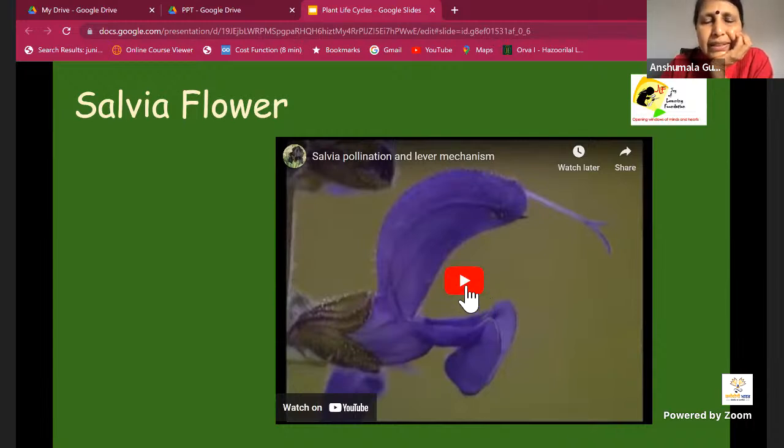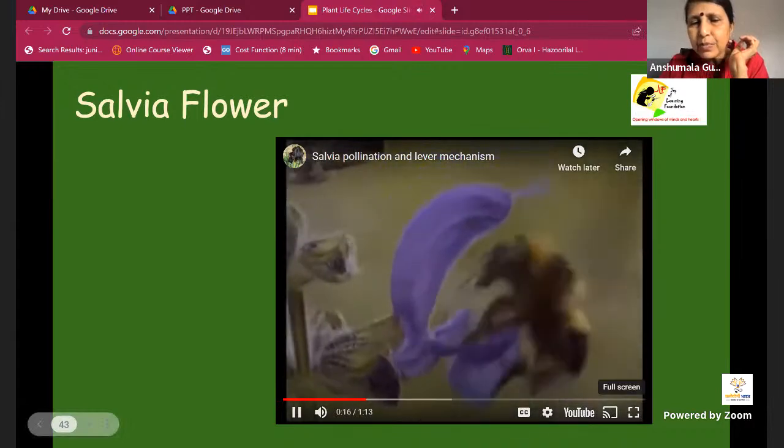Now here I'm showing a video of a salvia flower, which has an interesting shape. The flowers are trying to rub insect bodies, so for that they have made such special arrangements.